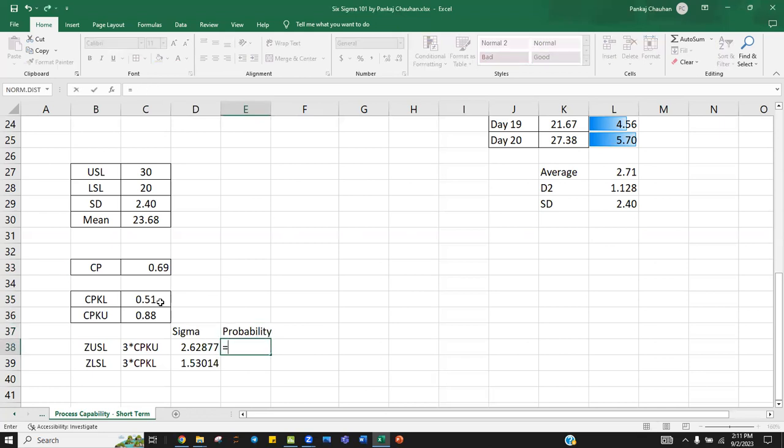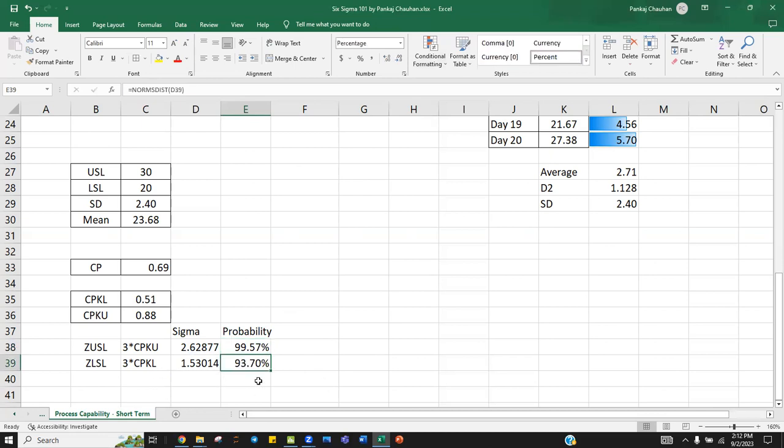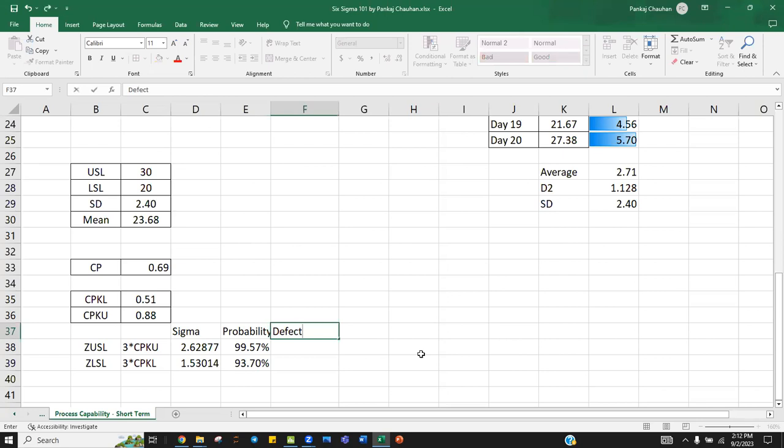you already know there is an Excel formula, NORM.S.DIST, which will take the Z value 2.62 and convert it into the percentage of data that may fall within the specification, 99.67. Similarly, if your Z value is 1.53, then 93.70% of data will fall within the specification. So what is the probability of defect? Defect is always 100% minus the probability of meeting the specification. So this is my defect probability.